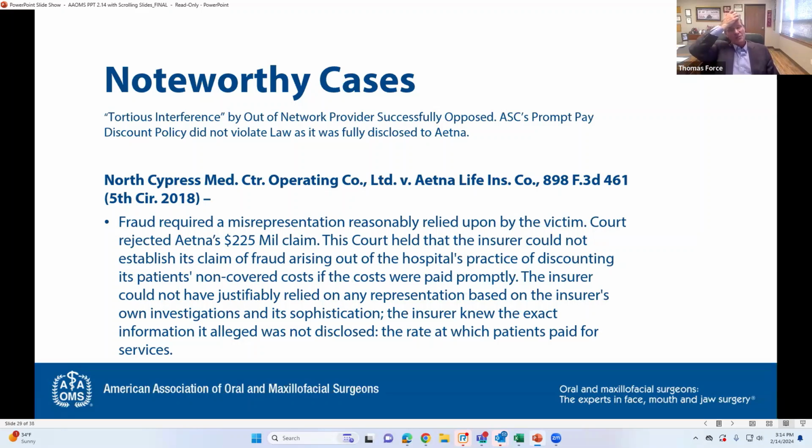This North Cyprus case, on the other hand, is a good case for providers. Again, these are out-of-network. Most of the lawsuits arise from out-of-network providers.